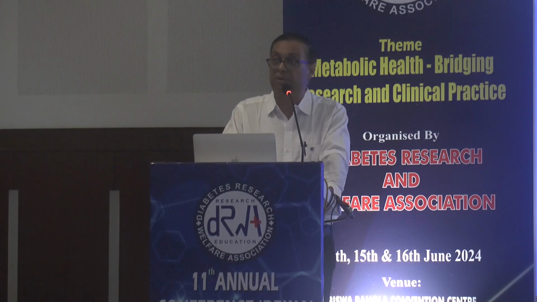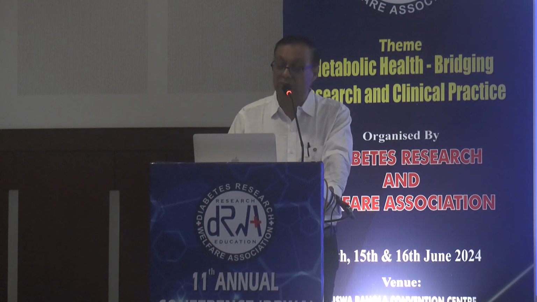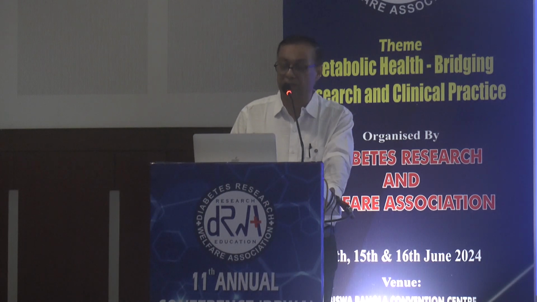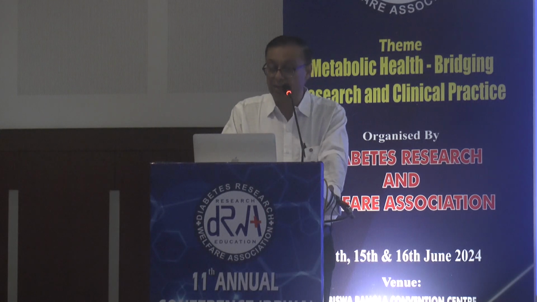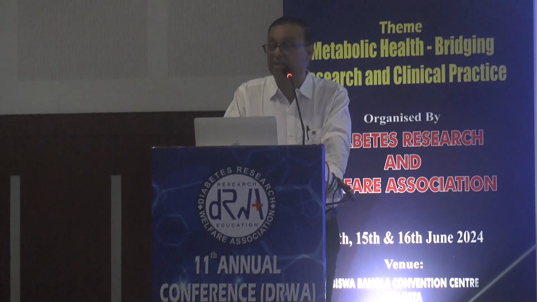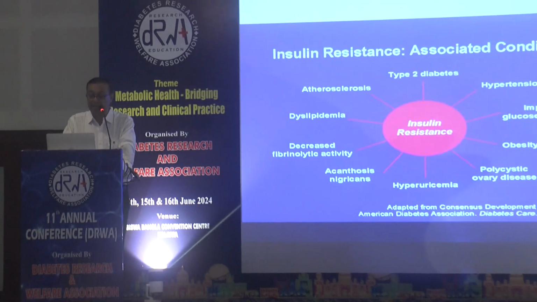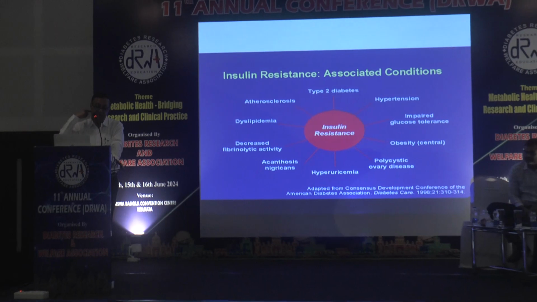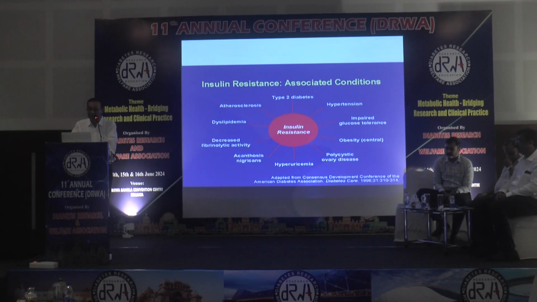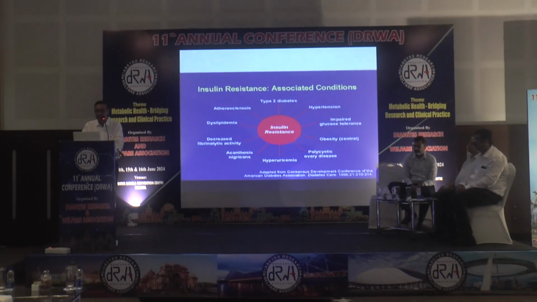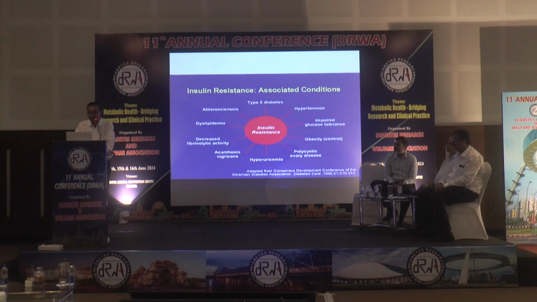Hyperuricemia is again very important because insulin is known to cause a reabsorption of sodium and uric acid at the level of renal tubules. So when you have insulin resistance, there is more of hyperinsulinemia and more of uric acid which has been reabsorbed, and that leads to hyperuricemia. Acanthosis nigricans is again at the level of skin folds. You have IGF receptors which are actually increasing thickness of the skin.